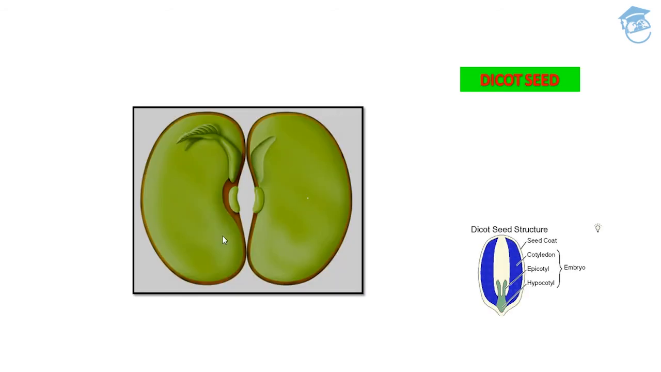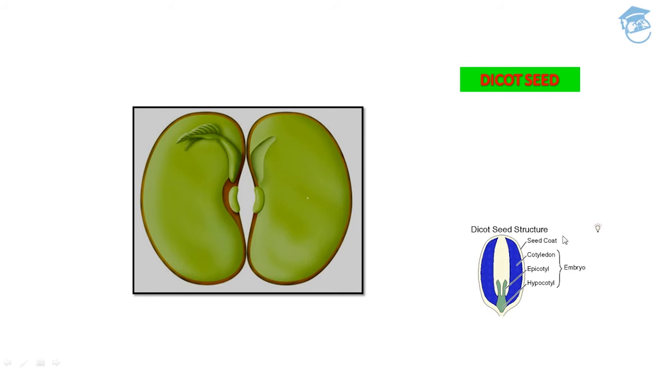Now we'll talk about the dicot seed, which has two cotyledons, or two initial leaves, that sprout out from a seedling just after germination. So that is called cotyledons. See, this is one cotyledon and this is another cotyledon. This is the dicot seed structure. The outer one is the seed coat. These blue ones are cotyledons, which are the initial leaves present in the seedling just after germination.